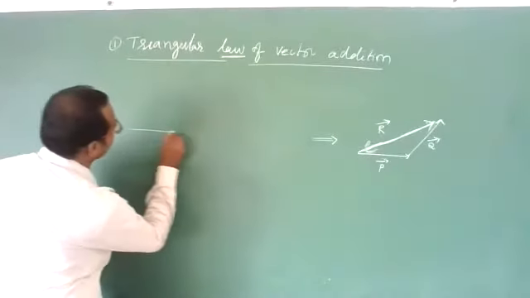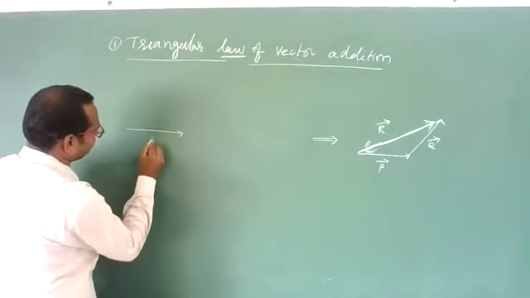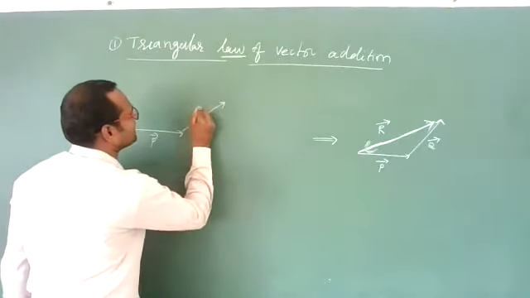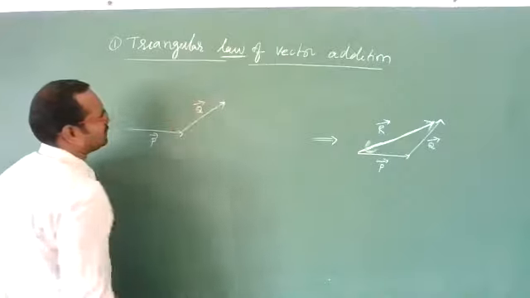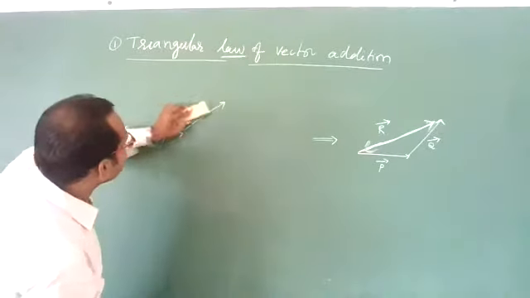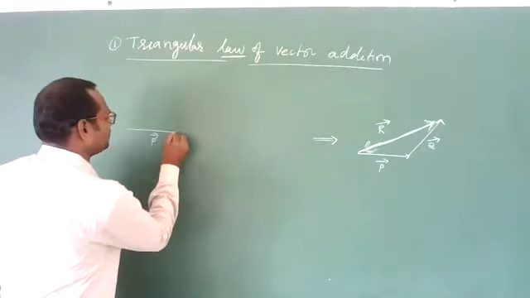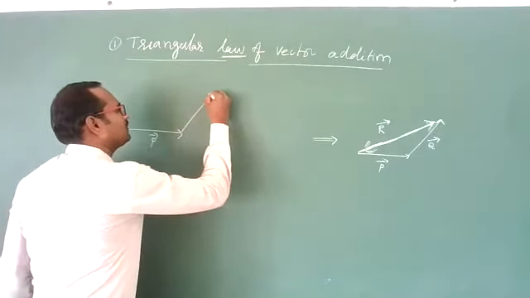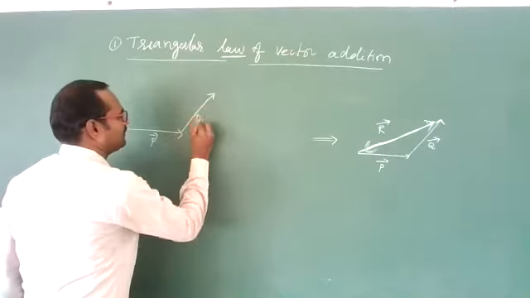Let us suppose this is the first vector P bar, and this is the second vector. Let us call it Q bar. I'll write it somewhere here. This is the second vector, you call it Q bar.